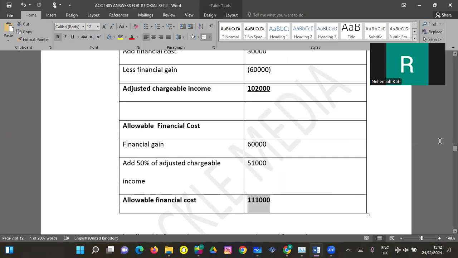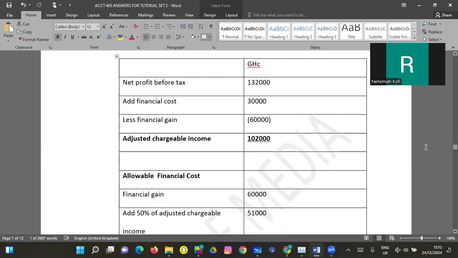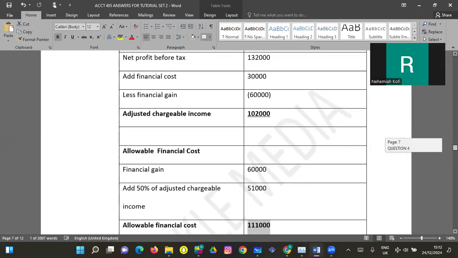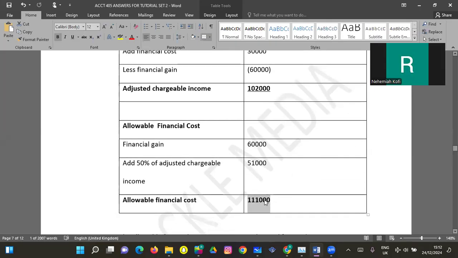But look at it. Our finance cost here is 30,000. But the allowable is what? 111,000. We wouldn't be allowed to subtract more than our actual finance cost incurred when the allowable is higher than it. So basically, what we are going to pay as or deduct as finance cost will be our normal finance cost. But in case it was higher than the 111,000, right, then 111,000 will be paid, and then the difference will be carried on to the next year or the next 5 years, right?